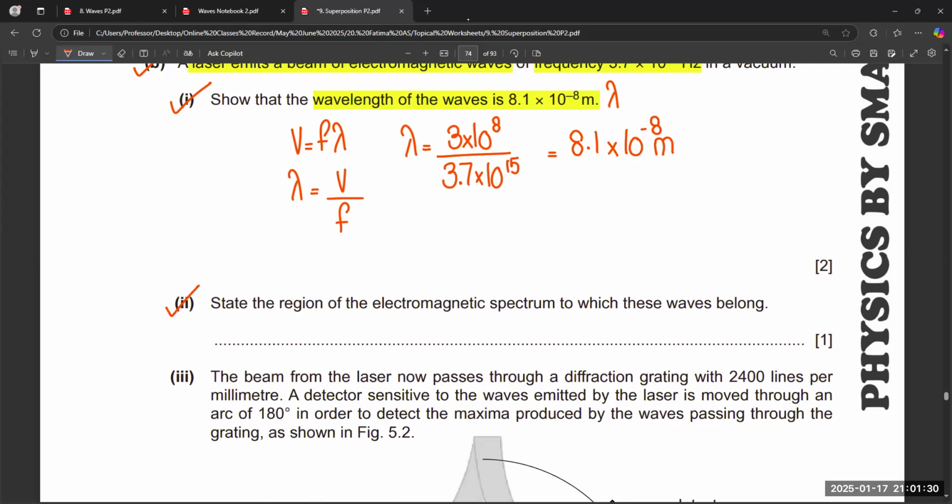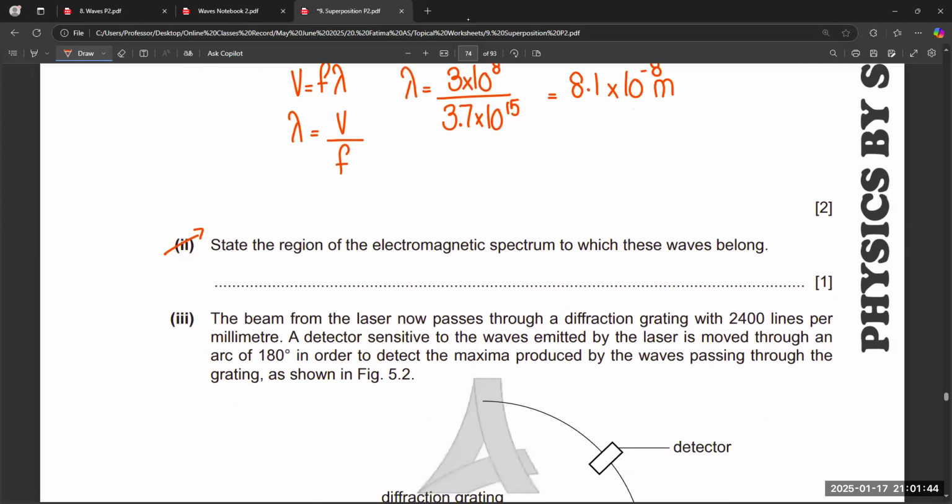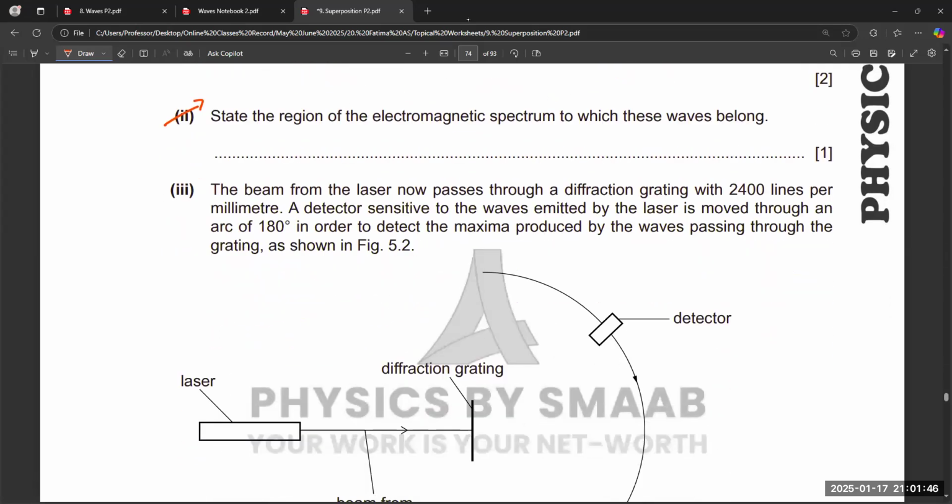Now, we also need to learn the values for the regions of the electromagnetic spectrum. So just skip this part for the time being. We will write down the values for all the spectrum and then we will discuss what the exact values are. So just ignore this part.